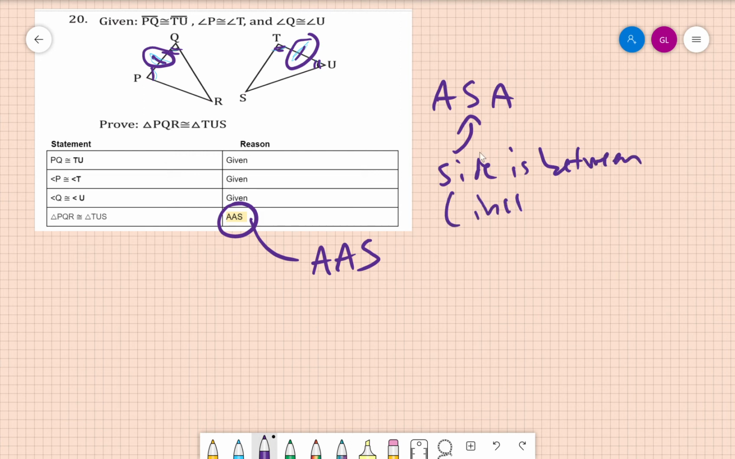Oh my gosh, I'm so sorry for the sloppiness. The side is between, included, the angles. It is included between the angles. So it wouldn't be angle, side.